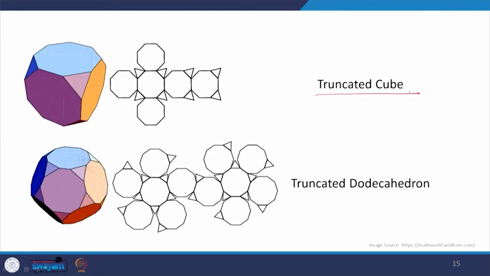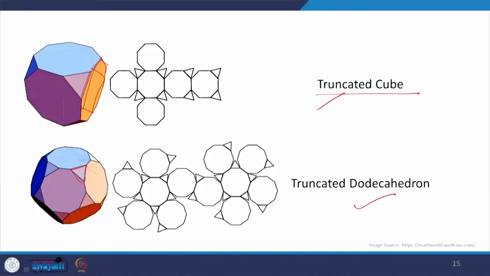Truncated cube is simple. So we are just truncating the cube in such a manner that it is not... In the cuboctahedron, we were truncating the cube such that it was giving us a square. Here it is giving us an octagon. So if you look at this, this is actually a truncated cube. In this, we are truncating the cube with these eight planes in such a manner that at each surface we are now getting an octagon. So we will have six octagons and eight triangular faces. So that is what a truncated cube is.